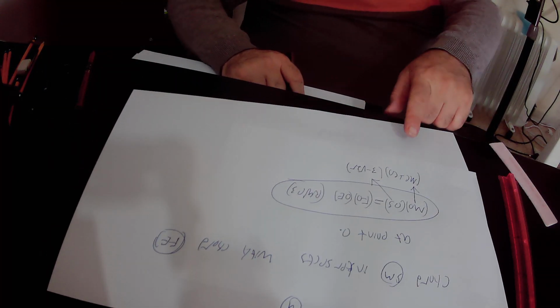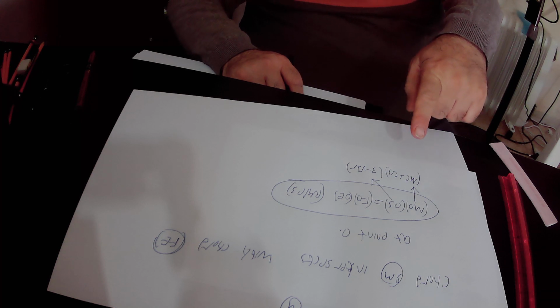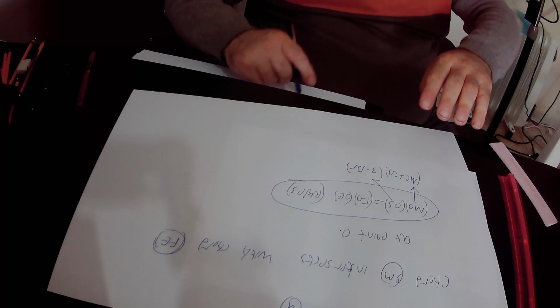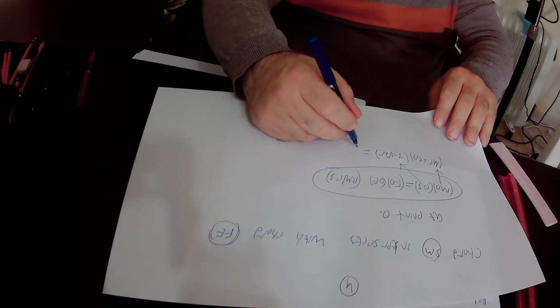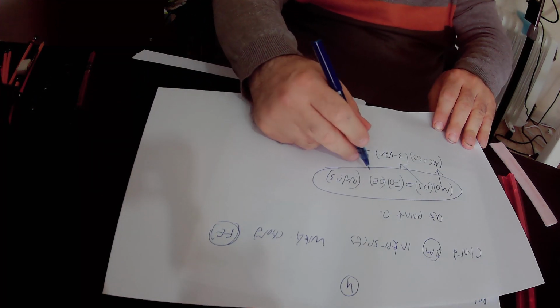So MO equals MC plus CO. OS equals 3 minus square root of 2R. And it is equal to FO, that is R, the radius of the semicircle, and OE is also R.